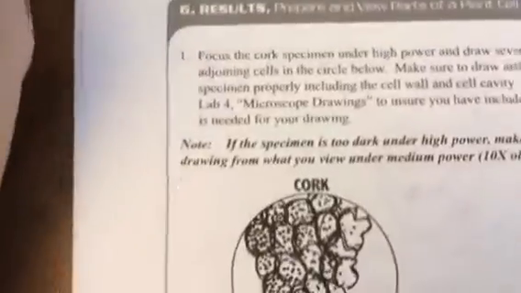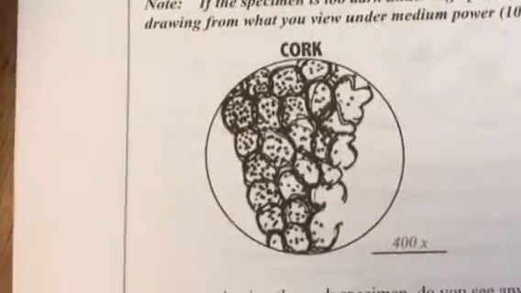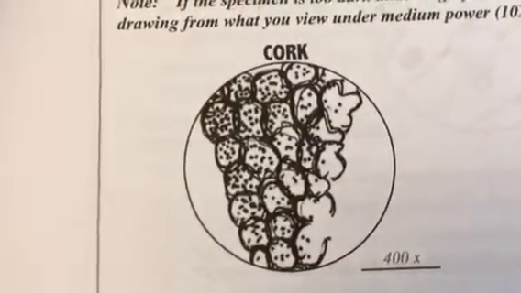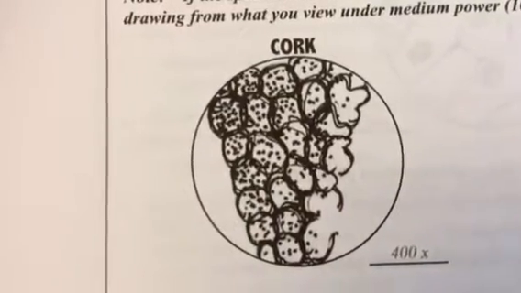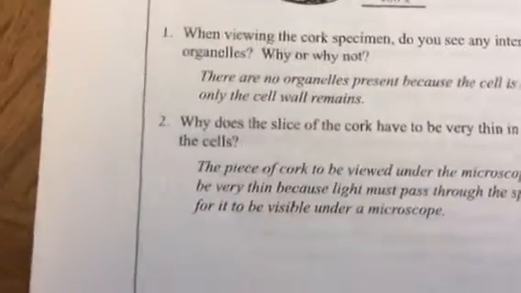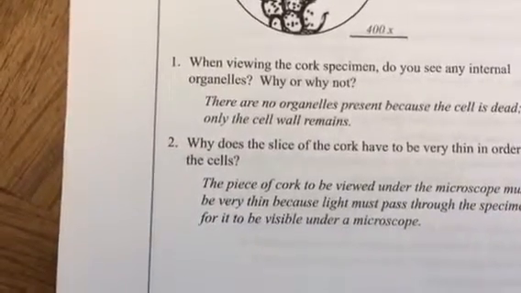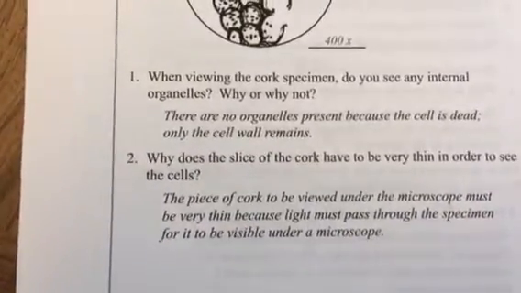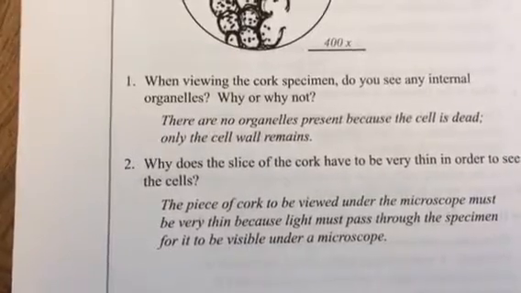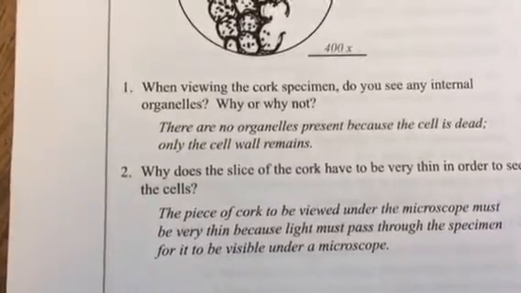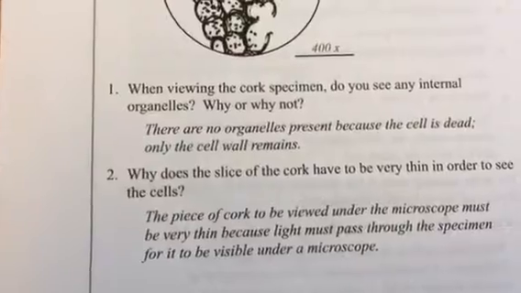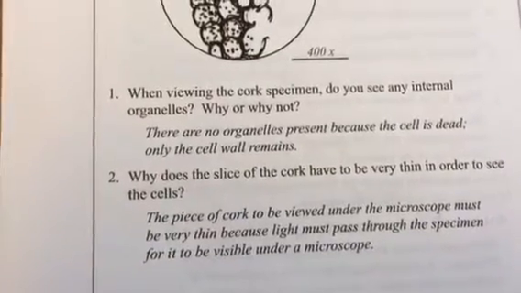Now we're on page 27 where we had the picture of the cork cell. Here's an example for you if you didn't get a chance to draw it totally in today. And here is 1 and 2. When viewing the cork specimen, do you see any internal organelles? Why or why not? Well, since the cork is dead, the organelles would have disintegrated. So there are no organelles. What you're basically seeing is just cell walls in the cork.